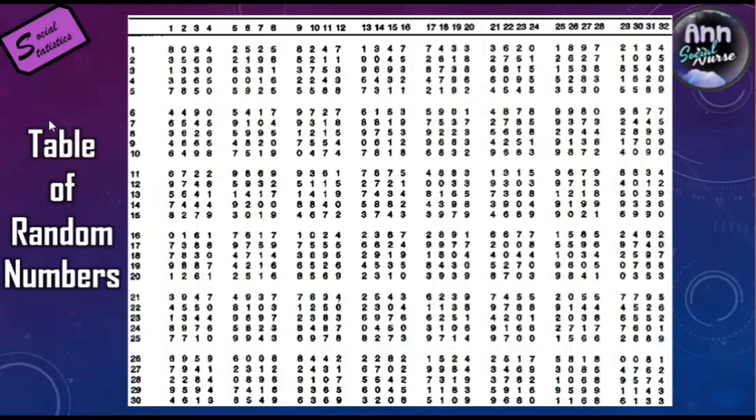Okay, suppose you are going to look at column 5, row 8. Column 5, row 8. So the number is 5. Now we are going to look at column 28, row 5. So the number is 0.